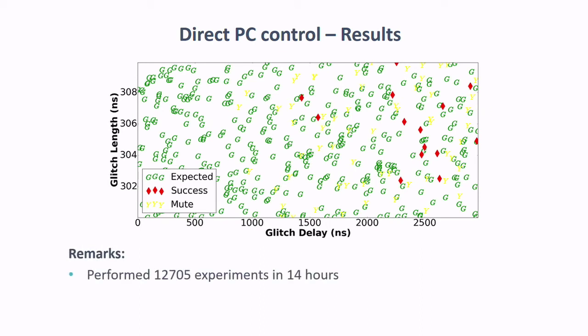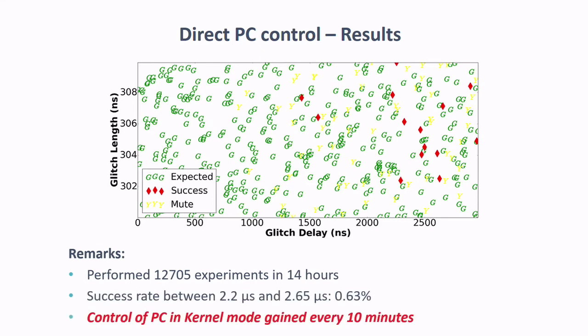Remarks: we ran this 12K experiment in 14 hours. The real point is that we gain control of the kernel space program counter every 10 minutes, which can be quite interesting. We are going to have a video demonstration now. Well, at least this time we don't have to worry about the demo not working.